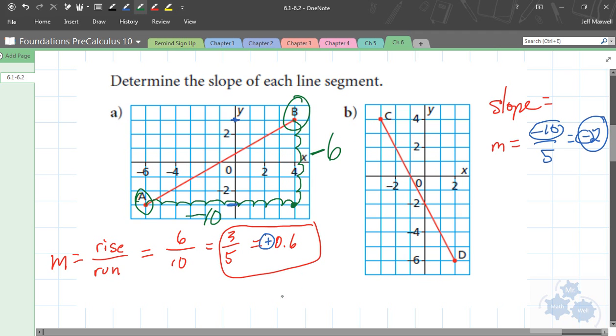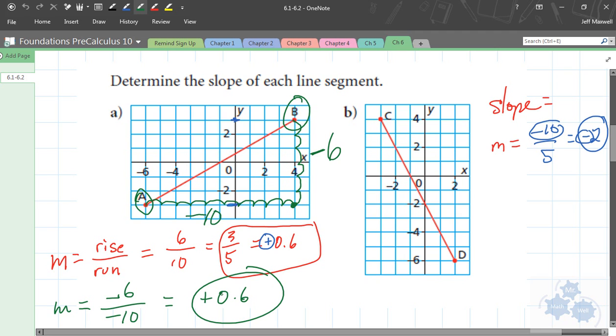Yep. So that will be the slope then here. If you calculated using these 2 points in that order, it would be negative 6 divided by negative 10, which would still give you the exact same slope, because a negative divided by negative is positive. Does that make sense? Does that help?